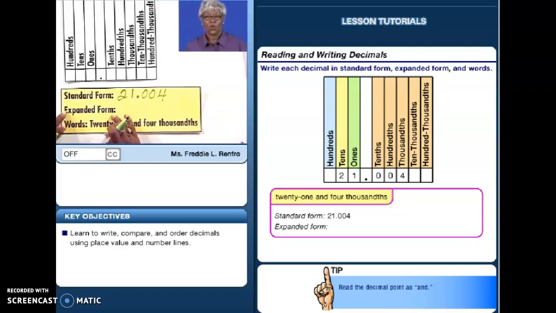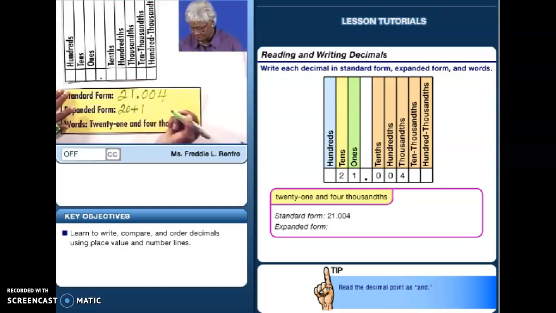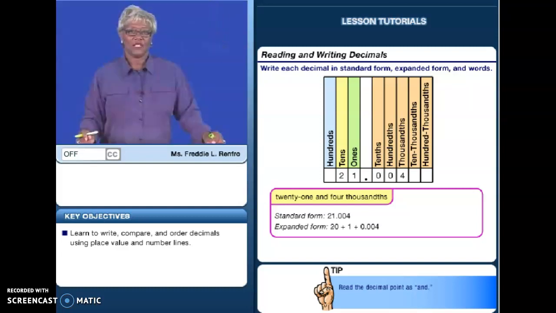And in expanded form, the 2 is in the tens place, so it'll be 20 plus 1 plus, and this would be 4 thousandths in expanded form.